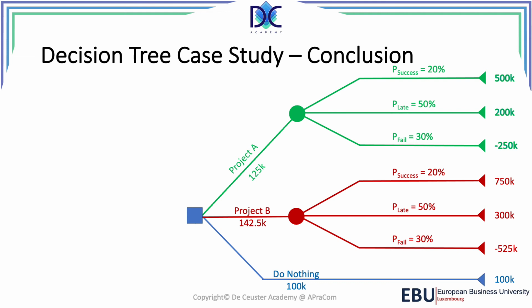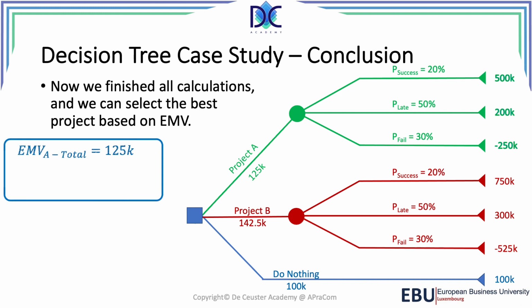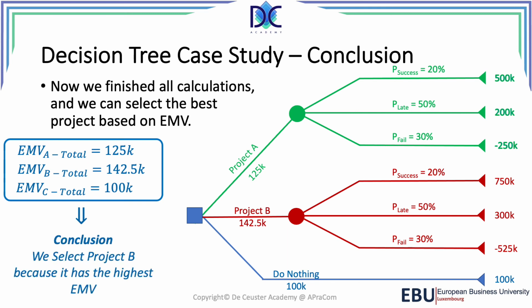Now, what we're going to do now is we have to evaluate all the solutions, and we evaluate them in the rectangular, square decision node at the beginning of the drawing. We know that the expected monetary value for A is 125k, for B it is 142.5k, and for C it is 100k. This means that the best solution here is project B because it has the highest expected monetary value.